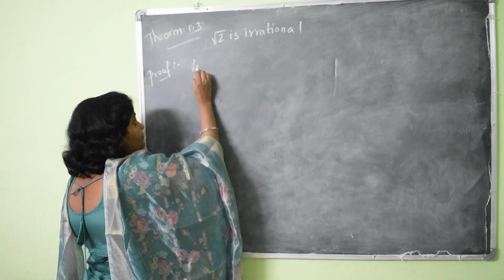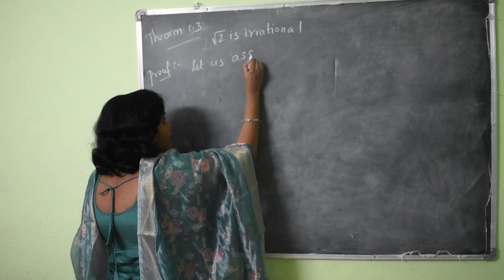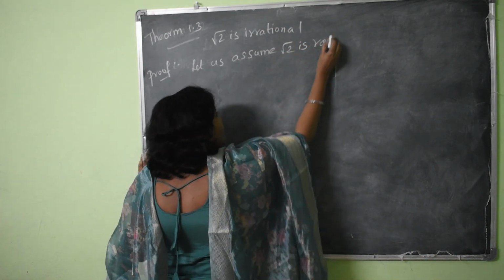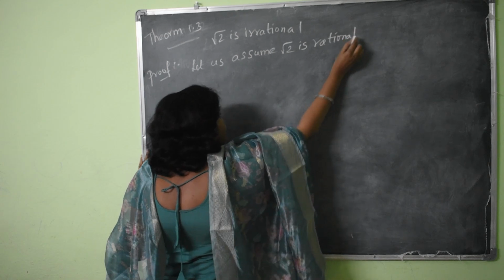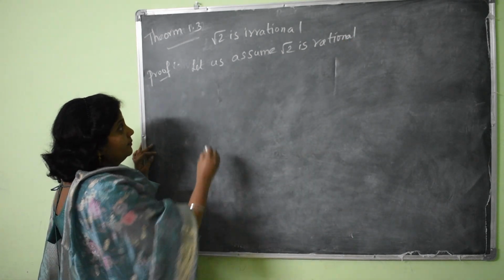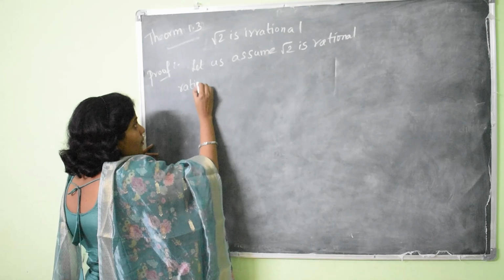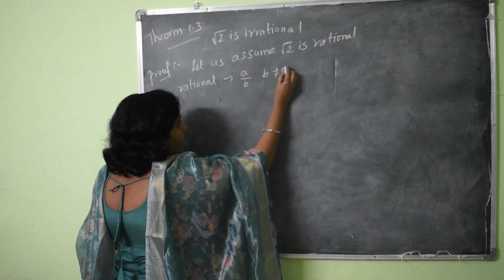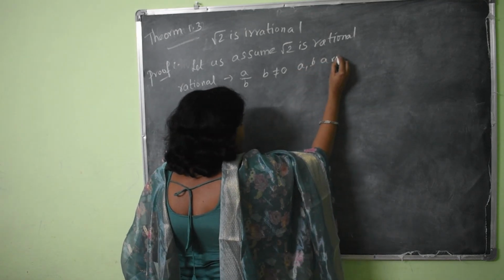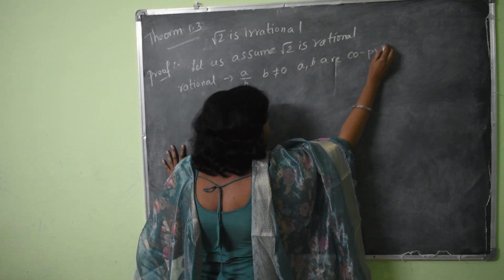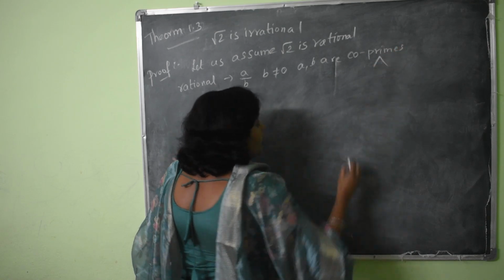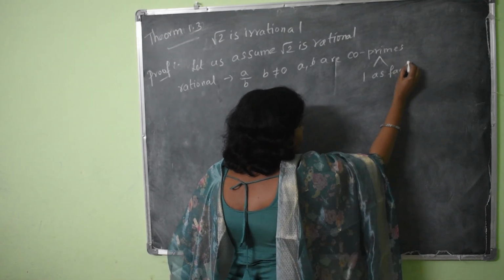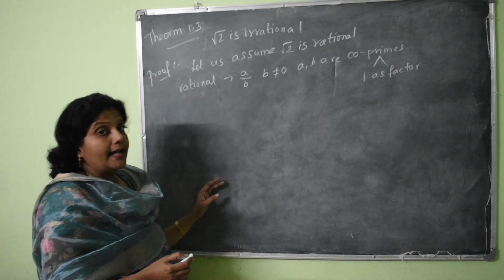So let us assume that root 2 is rational. Rational means if a number is rational, it should be in the form of A by B, where B is not equal to 0 and A, B are co-primes. So what do you mean by co-primes? Co-primes means they should have only 1 as their common factor. No number should be a common factor except 1.